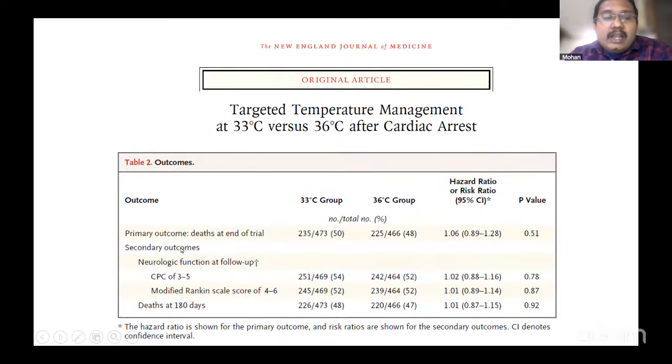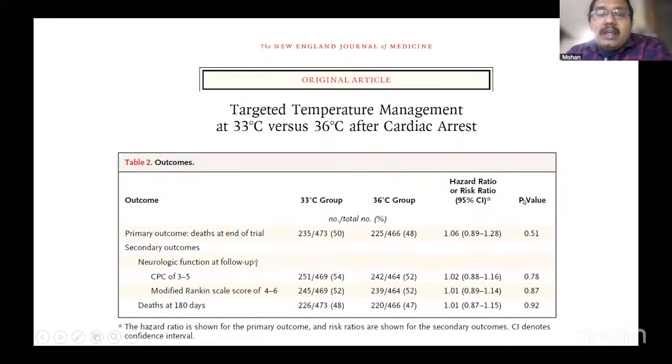Now, in this trial, the 33 degrees centigrade group and the 36 degrees centigrade group didn't make much difference in terms of primary outcome and secondary outcome. So we can say that almost 50% of people in the 33 degrees centigrade group and 48% in the 36 degrees centigrade group had mortality. And for neurological function, they looked at cerebral performance category of 3 to 5 and modified Rankin scale score of 4 to 6. So we see almost similar numbers.